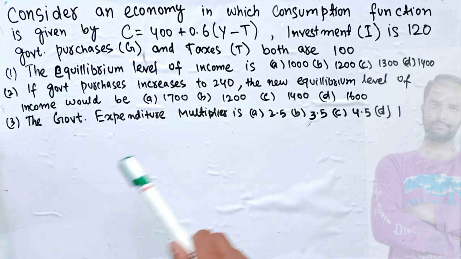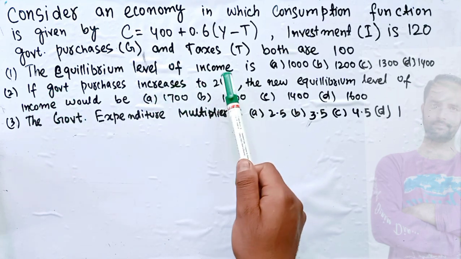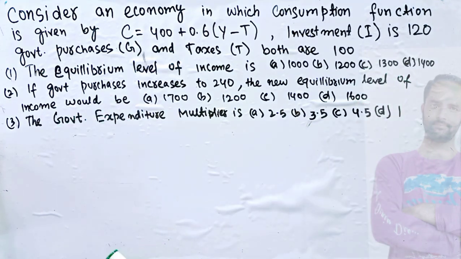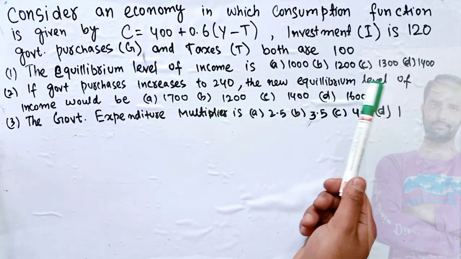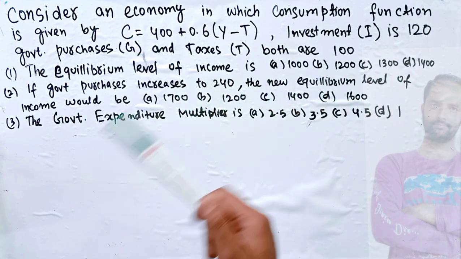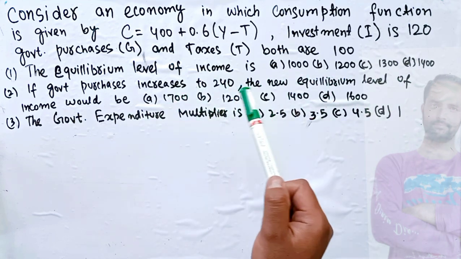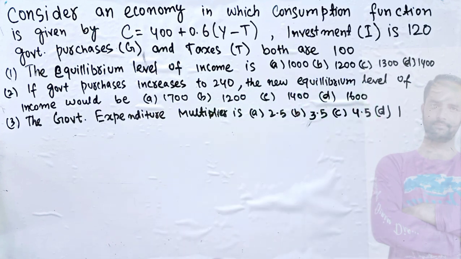Then if the government purchases increase to 240, the new equilibrium level of income would be, we need to see what happens to the level of equilibrium income if the government expenditure increases. Options are being given as 1700, 1200, 1400 and 1600. And lastly we have to find out the government expenditure multiplier. Okay, so let's solve it one by one.